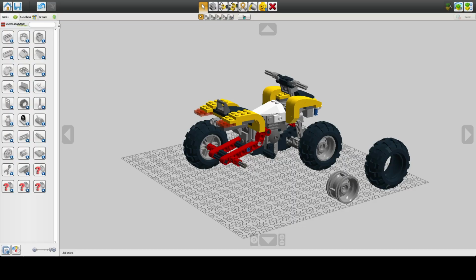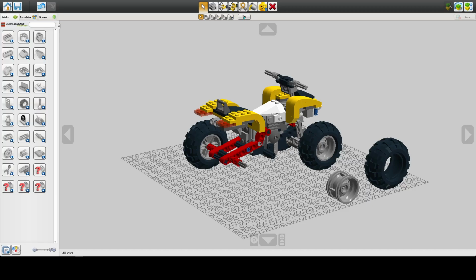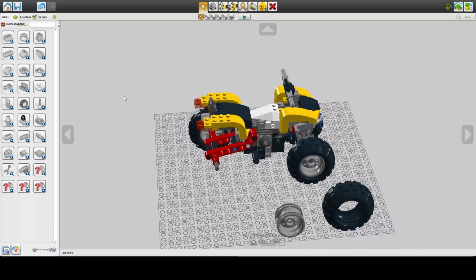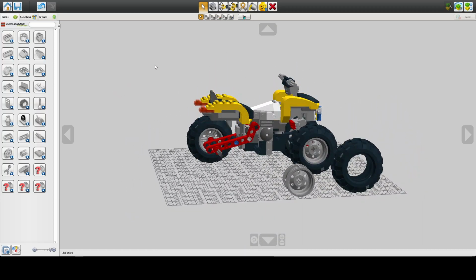So I just discovered Lego Digital Designer for Windows desktop. It's wild because I'm one of those kids that used to enjoy playing with Lego when I was young.